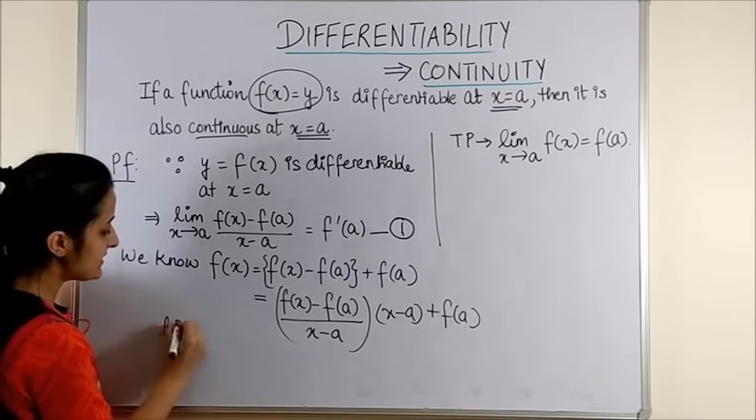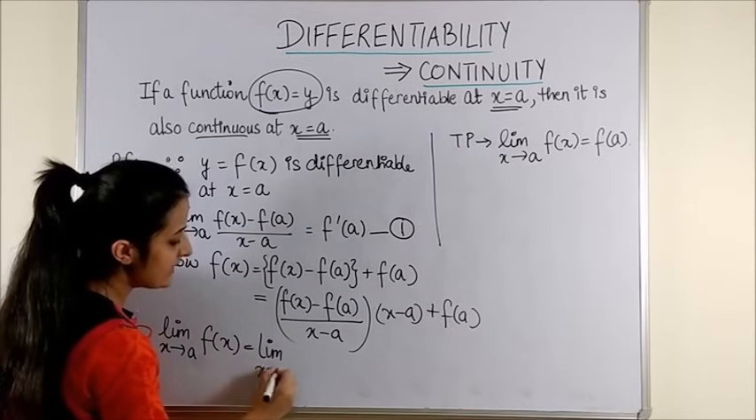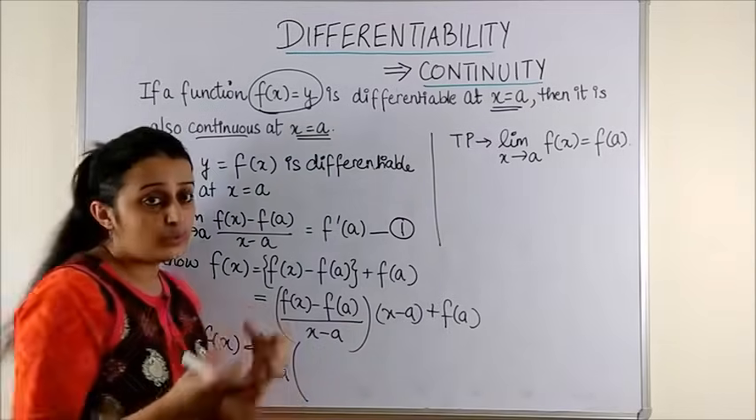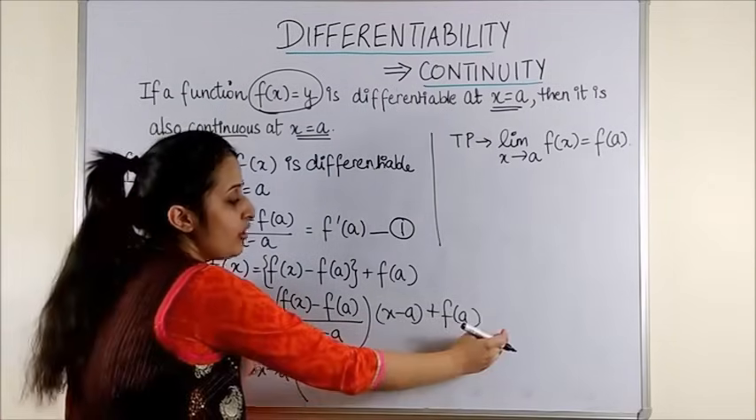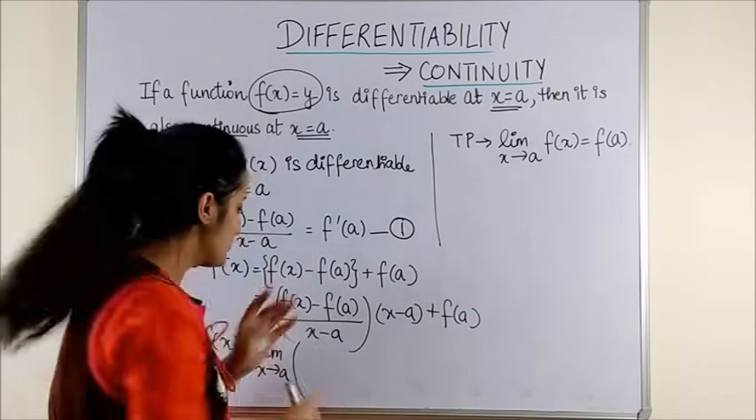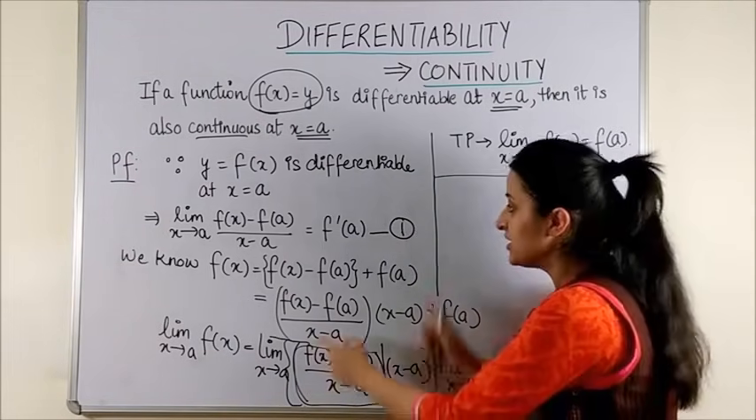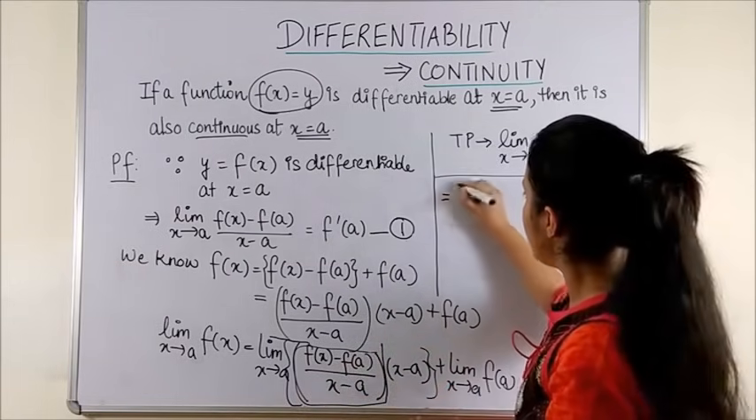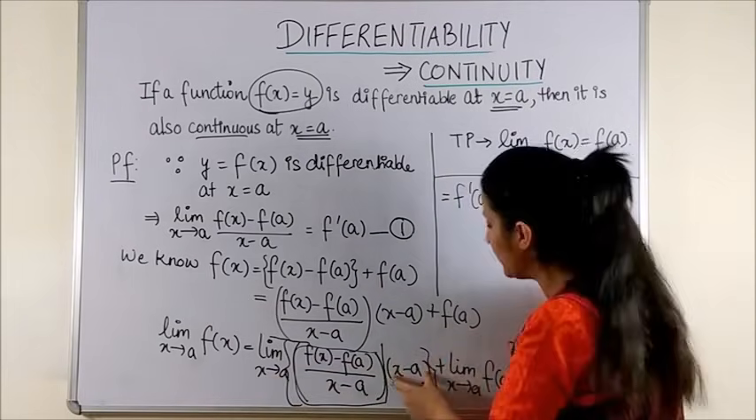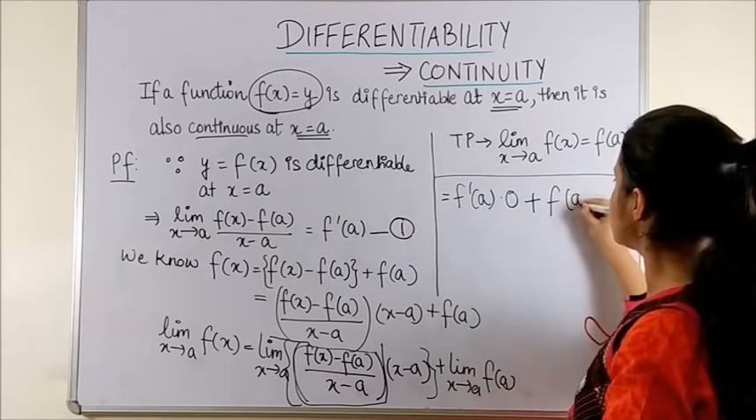So, we get limit x tending to a of f(x) is given by limit x tending to a of the entire expression. And if you recollect your class 11, limit of f(x) plus g(x) is the same as limit f(x) plus limit g(x). So this limit is applied on each of these expressions. So according to the first one, we get f dash a into, if I substitute x tending to a, this expression becomes 0, plus f(a) just being a constant gives us the answer as f(a).